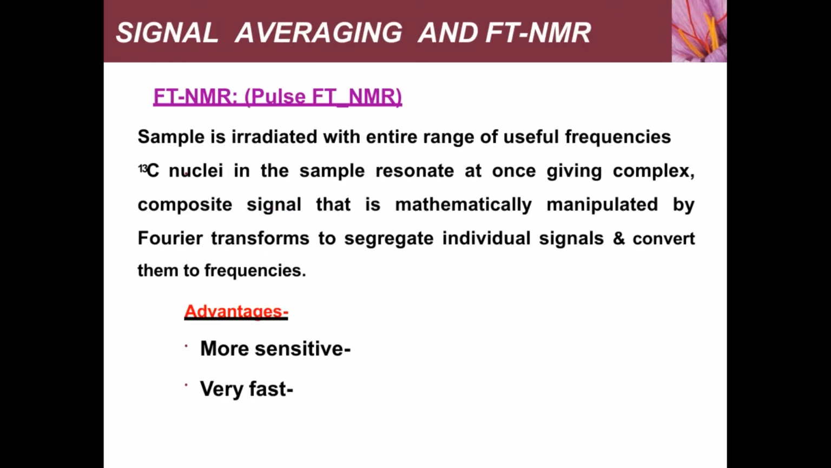Signal averaging and FT-NMR, as I told, is an advanced technique used for simplification of the complex spectrum, where the sample is irradiated with the entire range of useful frequencies. C13 nuclei in the sample resonate at once, giving a complex composite signal that is mathematically manipulated by Fourier transform to segregate individual signals and convert them into frequencies.